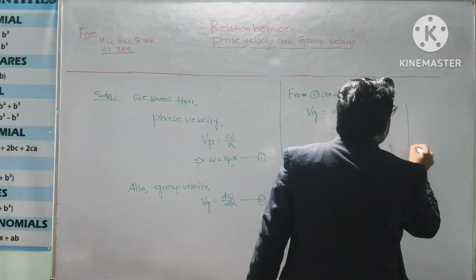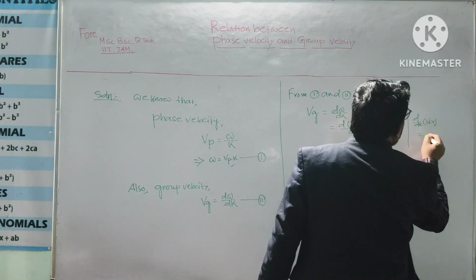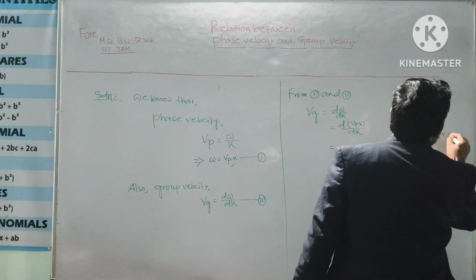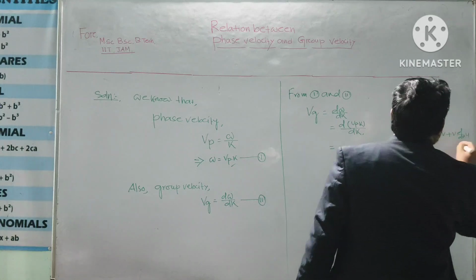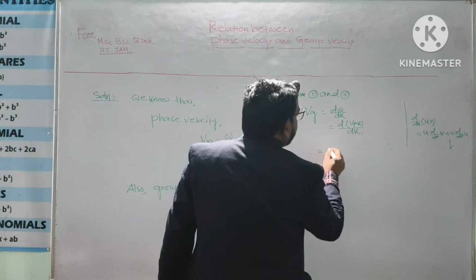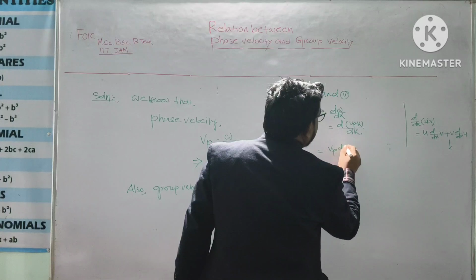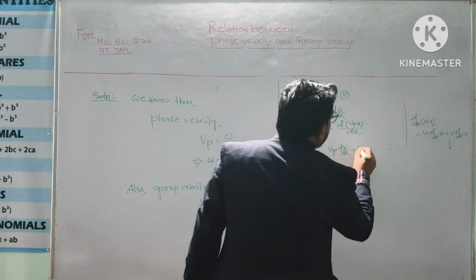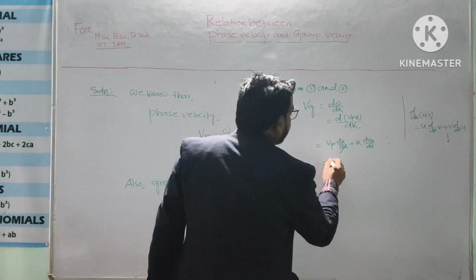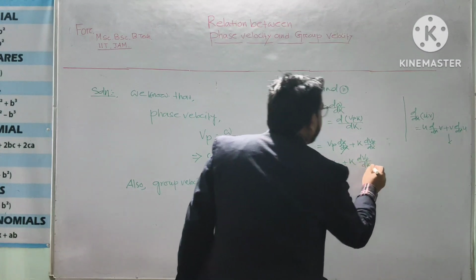As we noted, d/dx of uv equals the product rule: u d/dx of v plus v d/dx of u. So this principle we can use in this equation. Okay. So d of Vp into k by dk gives Vp into dk by dk plus k into dVp divided by dk. Okay, dk cancels. So Vp plus k into dVp divided by dk.